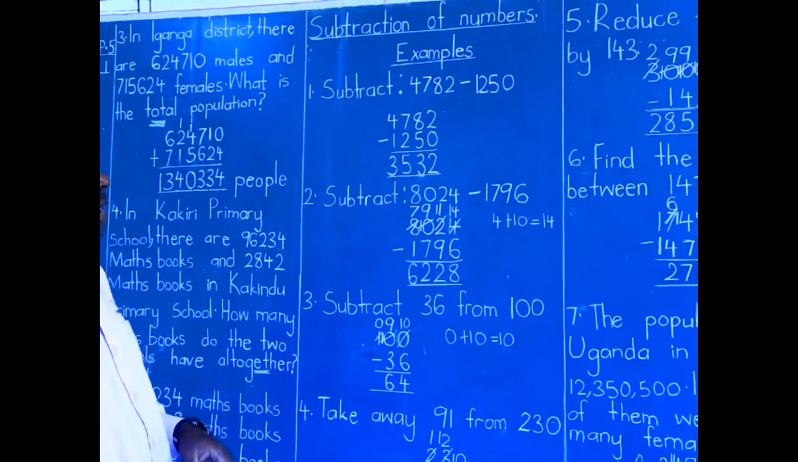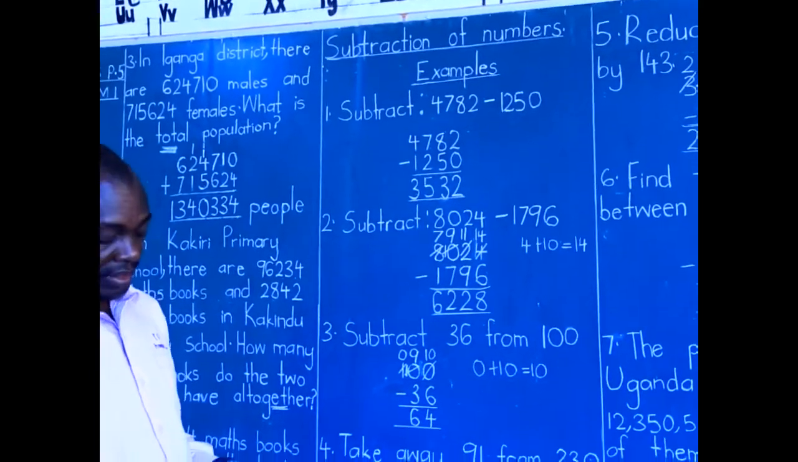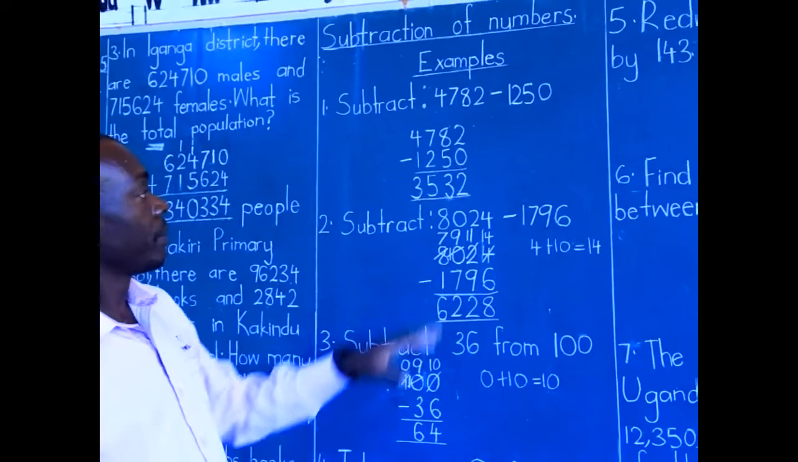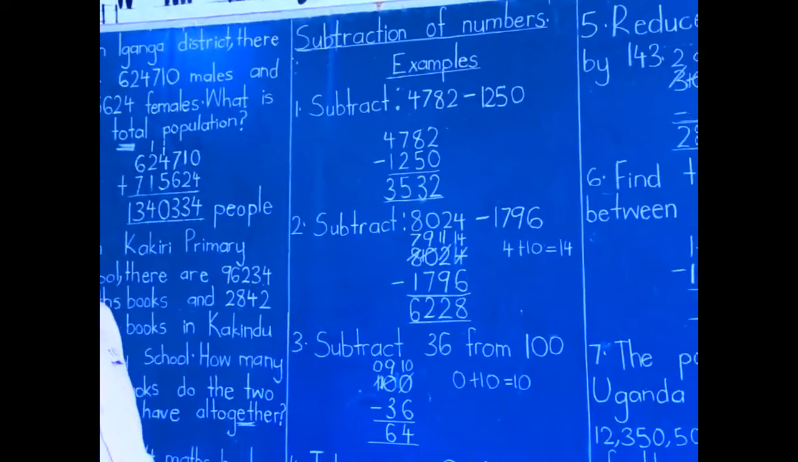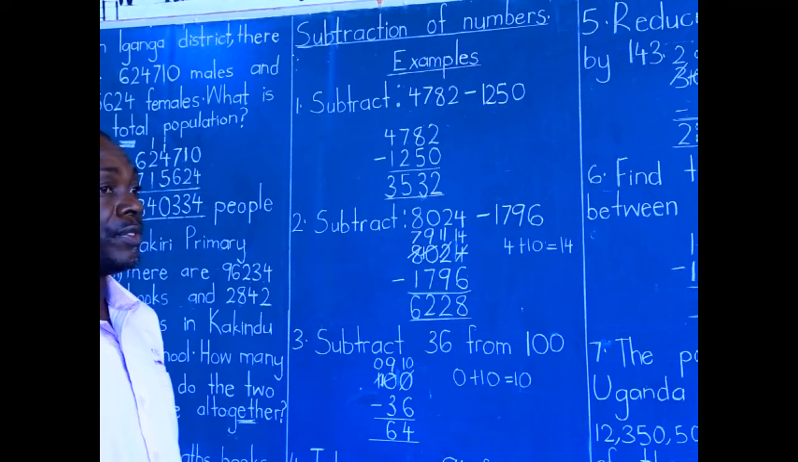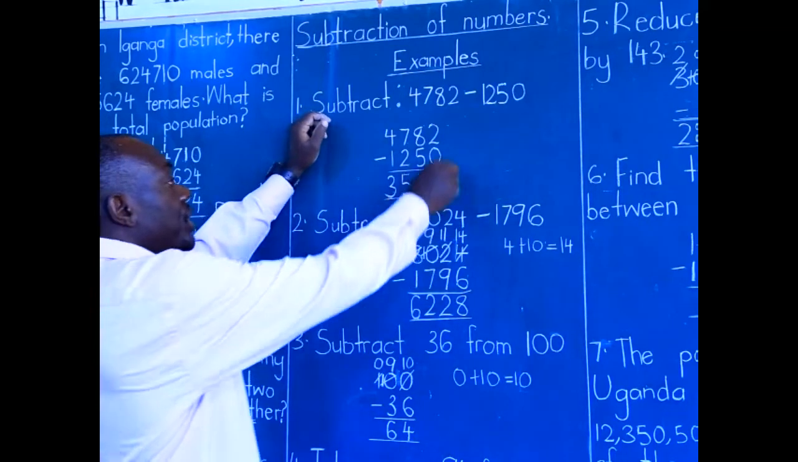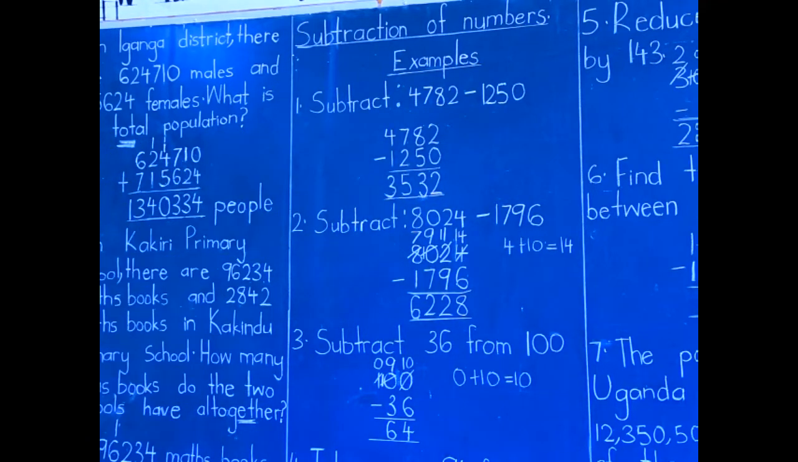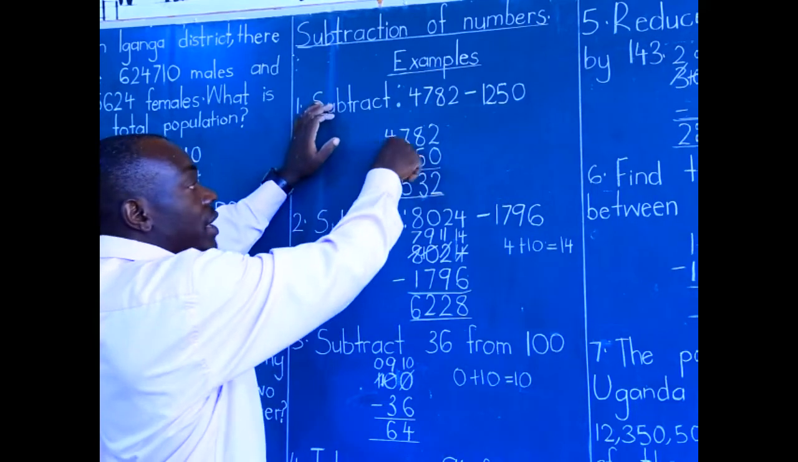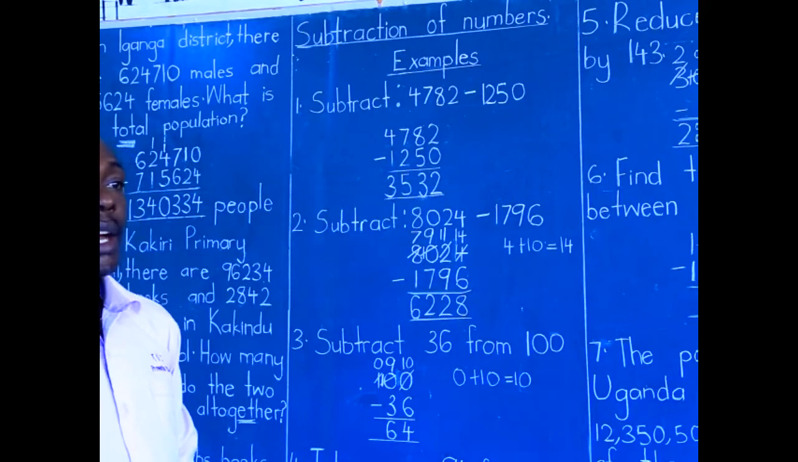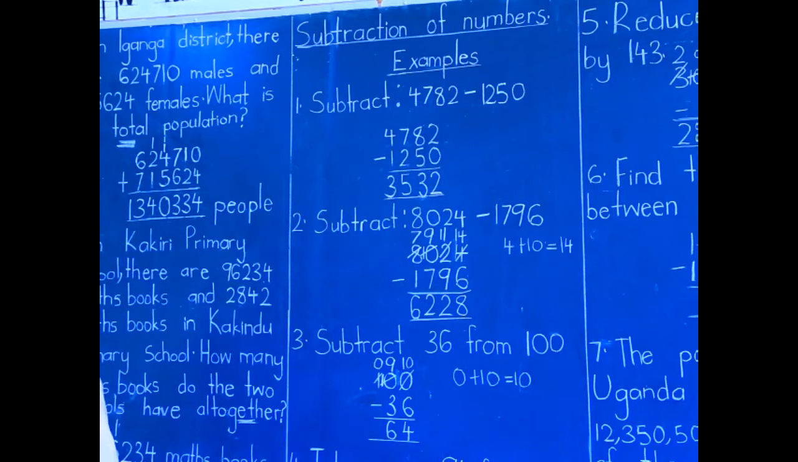That place value knowledge was given to you in the previous lessons. If you don't know how to apply them, please go back and watch. You will see how the place values are arranged. Still look at ones, tens, hundreds, and then thousands as you align them in that vertical order. That is 4,782 minus 1,250. Unlike addition, in subtraction we shall look at what's called borrowing.